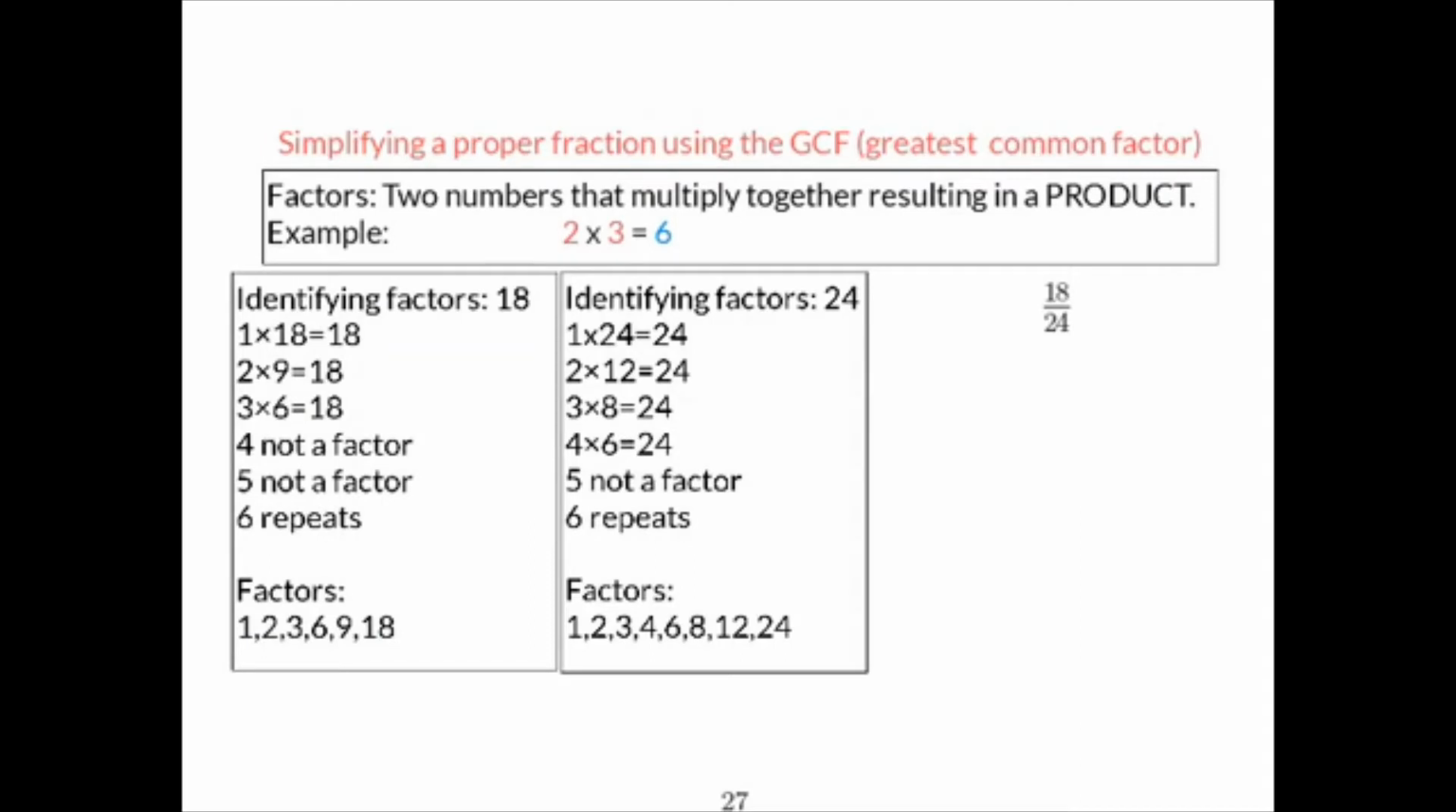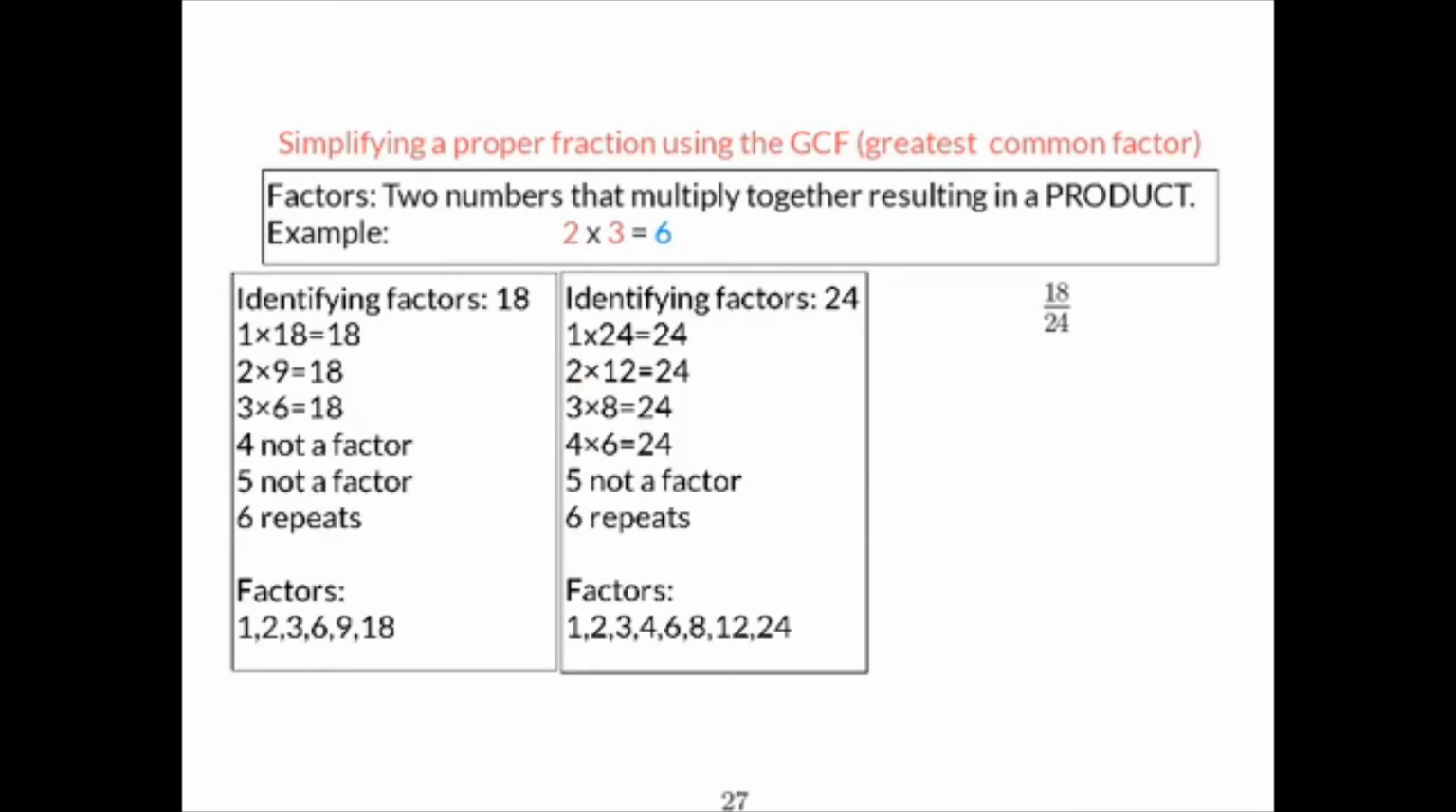We're going to do the same process, but this time with the number 24, which is our denominator. So we start with the number 1. 1 times 24 is equal to 24. 2 times 12 is equal to 24. 3 times 8 is equal to 24. 4 times 6 is equal to 24.